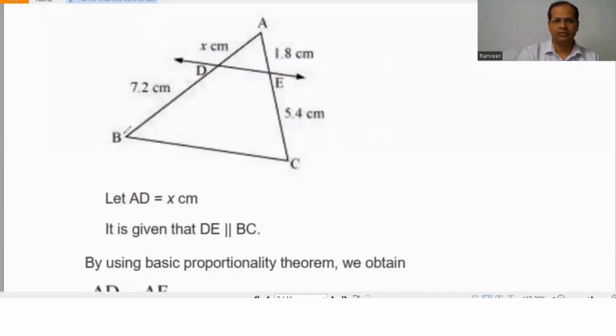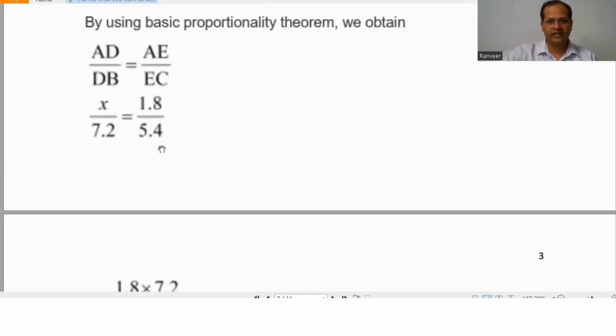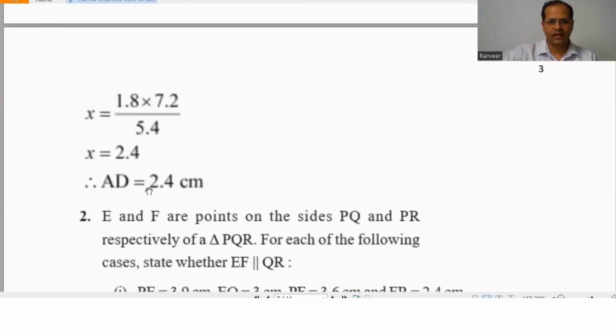AD by DB equals AE by EC. So DE is parallel to BC, so this is based on the basic proportionality theorem. X by 7.2 equals 1.8 divided by 5.4. So X, which is AD, equals 2.4 centimeter after doing the calculation.